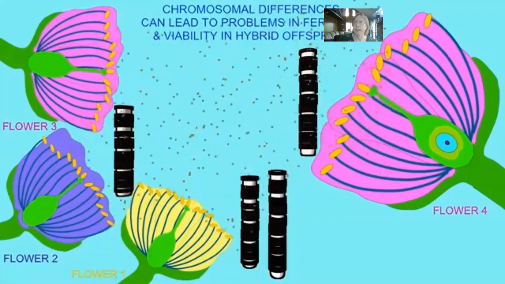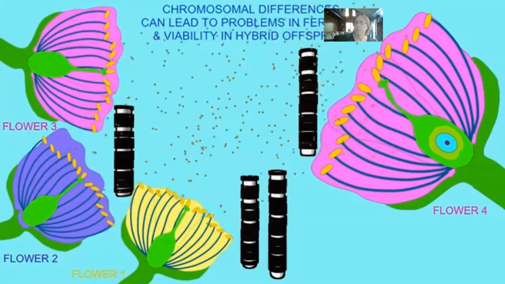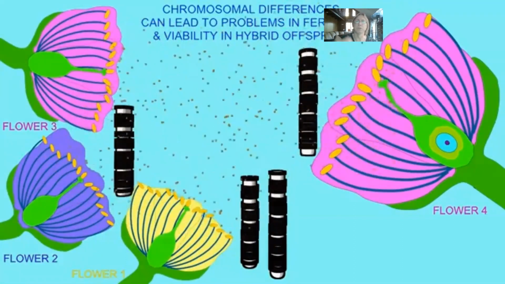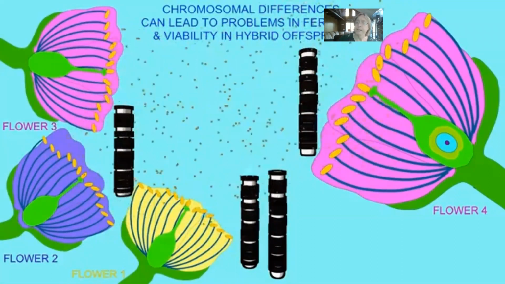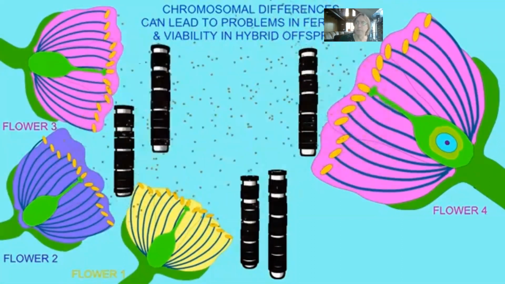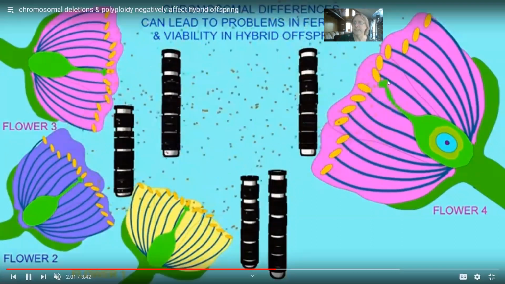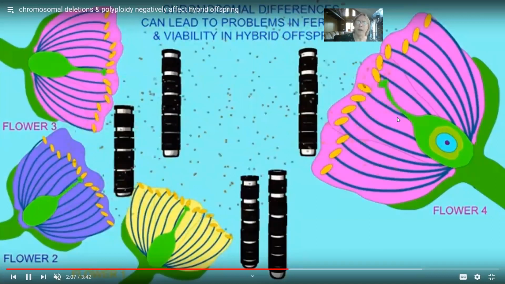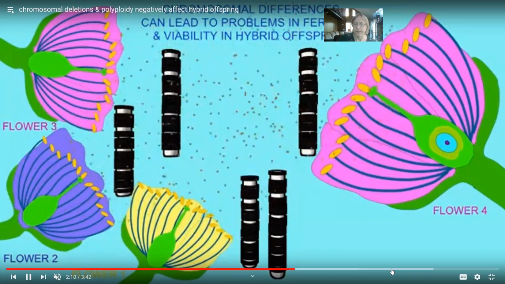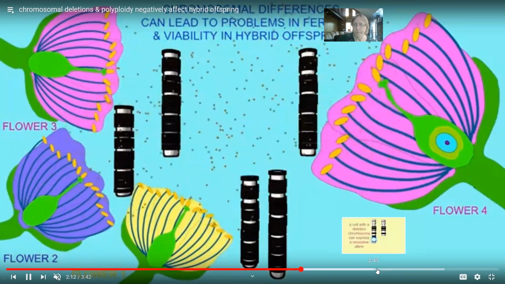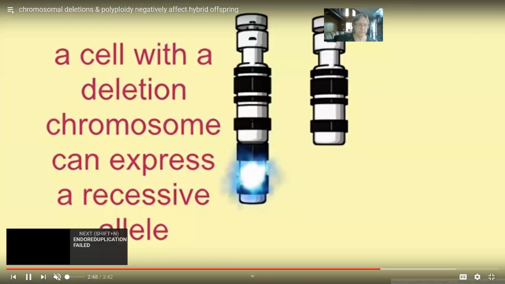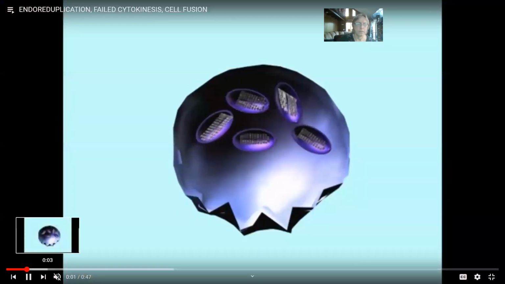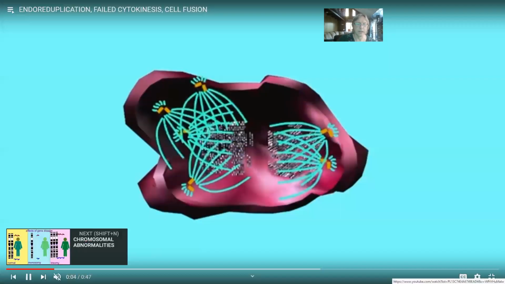These extra chromosomes could come from, say, too many sperm fertilizing an ovum from the same species. That would be what's known as autopolyploidy, or even a different species, because obviously pollen can come from different species and land on the stigma of the female part of the flower. That would be called allopolyploidy if they come from different species.